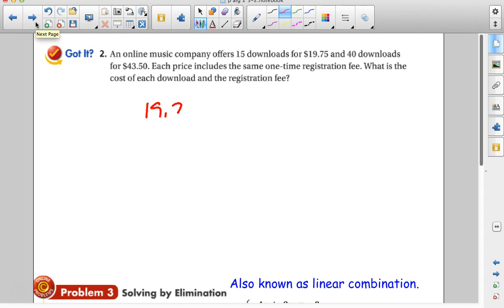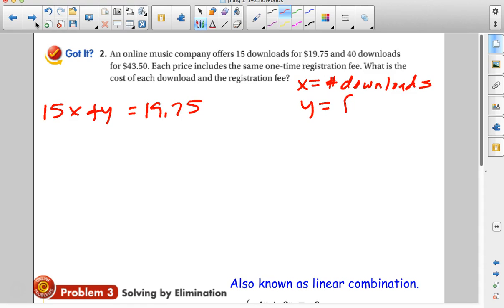$19.75. How did they come to get that total? 15 downloads, so I can have X be my number of downloads. Anything else or just the 15 downloads? The fee. You see another total. $43.50. And how did they come to that $43.50? 40 downloads? Just the 40 downloads? The fee, yep.